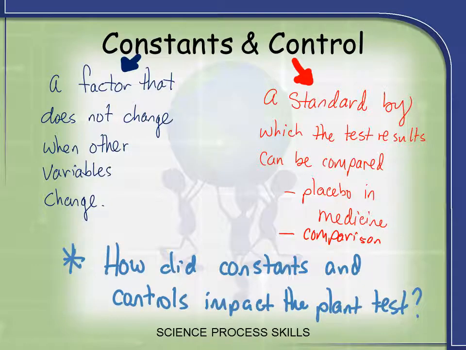two important terms when we talk about experiments. Experiments are controlled environments where we want to know how the one thing we've changed impacts the particular phenomenon that we're studying. And in order to do that, we have to have constants in place, right? A constant is a factor that does not change whether the other variables change. So, a control, in medicine we call it a placebo, so we can compare how things are changing, right? So the question is, how do the constants and controls impact a plant test?